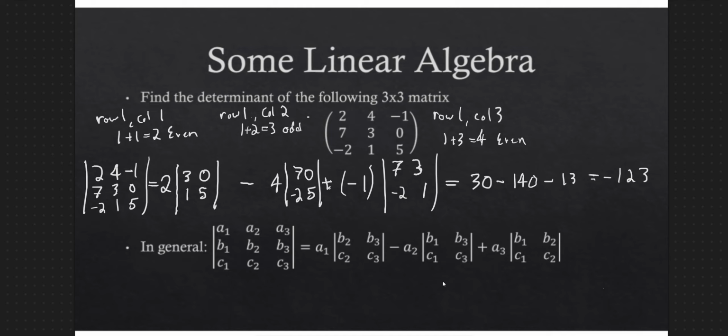In general, here's a formula you can use. This is expanding again along the first row. You don't have to expand along the first row. You could also expand along columns or along a different row, but you have to be careful about the signs here. Plus, minus, plus. Could also be minus, plus, minus. At any rate, this is how you can compute the determinant of a 3 by 3 matrix.